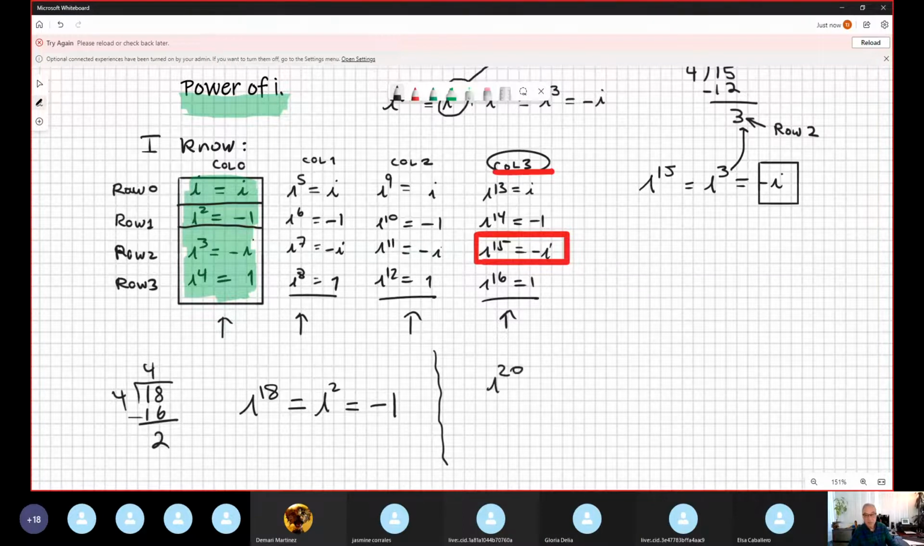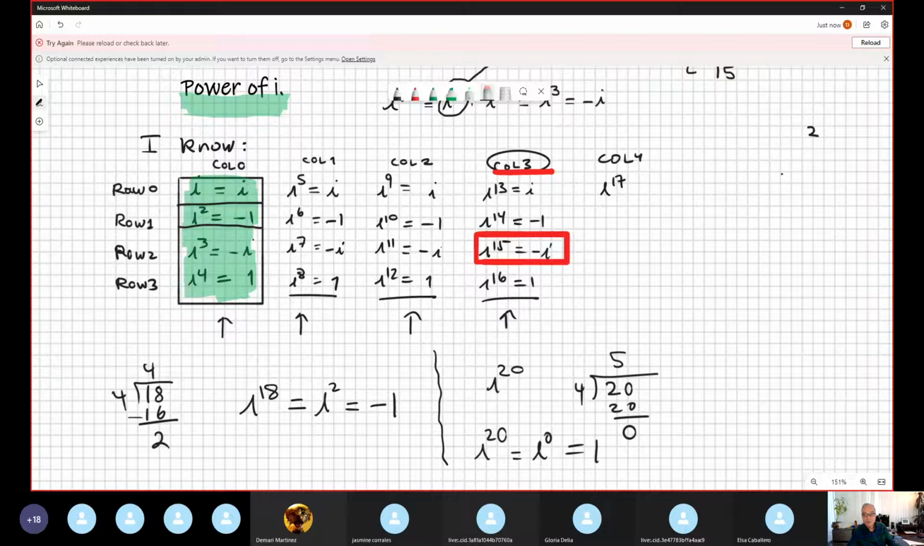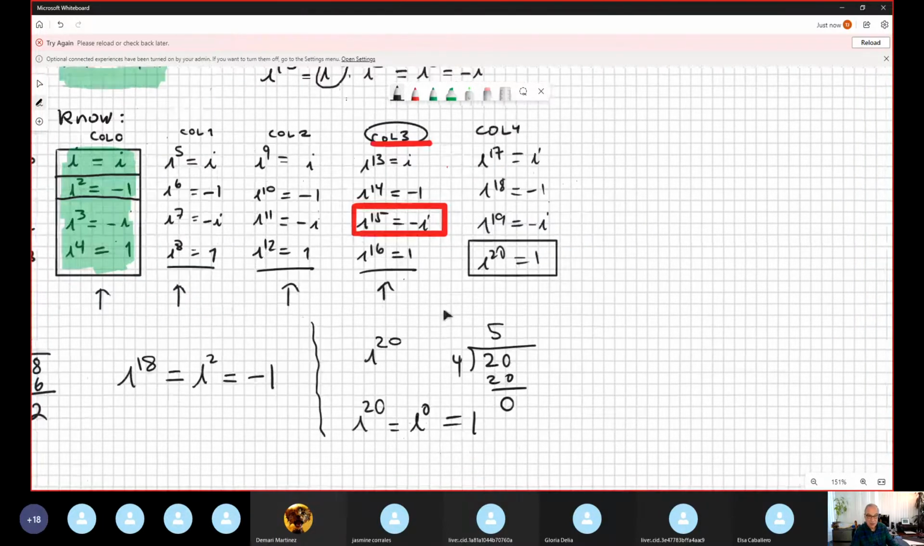I to the 20. You take 20 divided by 4, always by 4. 5 times 4 is 20, remainder is 0. I take the remainder, I^20 is equal to I to the 0. You need to know by memory that any number raised to the 0 power is equal to 1. And this is classic, it's clear, because 20 is an exact multiple of 4, and the answer that we expect is 1. Okay, in the column 4, for example, we have I to the 17. Let me erase that part. 17 is I, 18 is negative 1, 19 is negative I, and 20 is 1. It's expected because 20 is an exact multiple of 4. For any power of I that is an exact multiple of 4, the answer is 1.